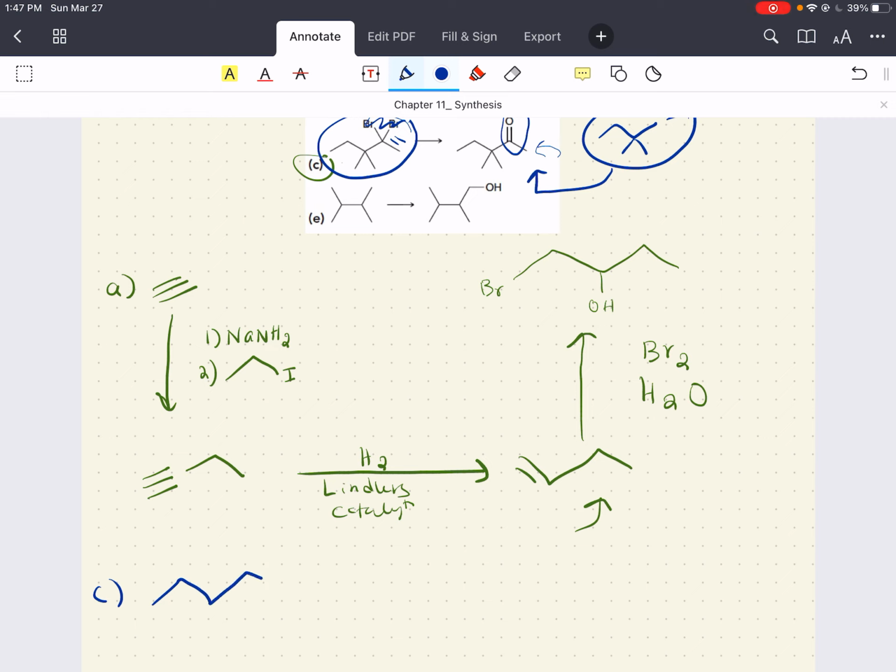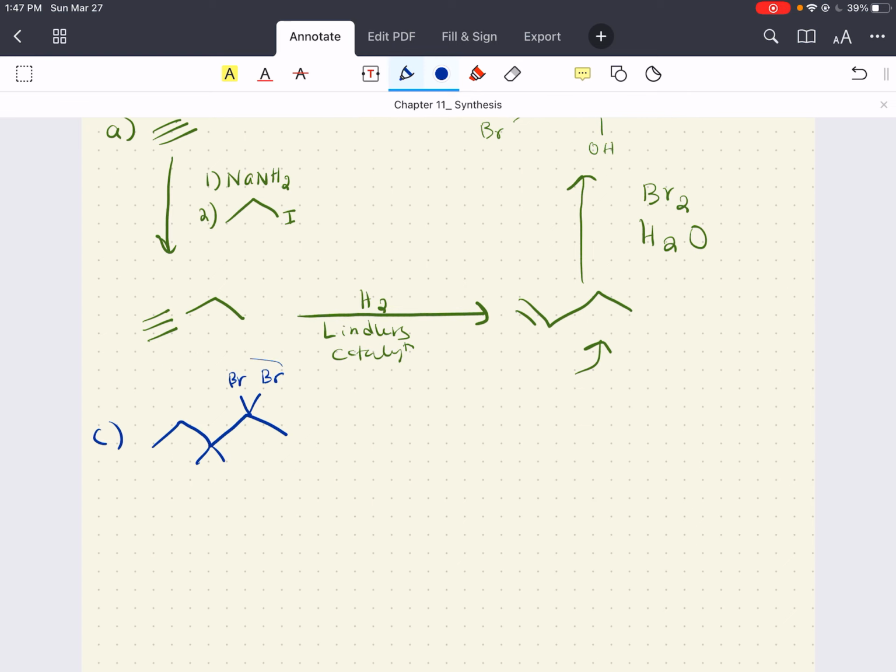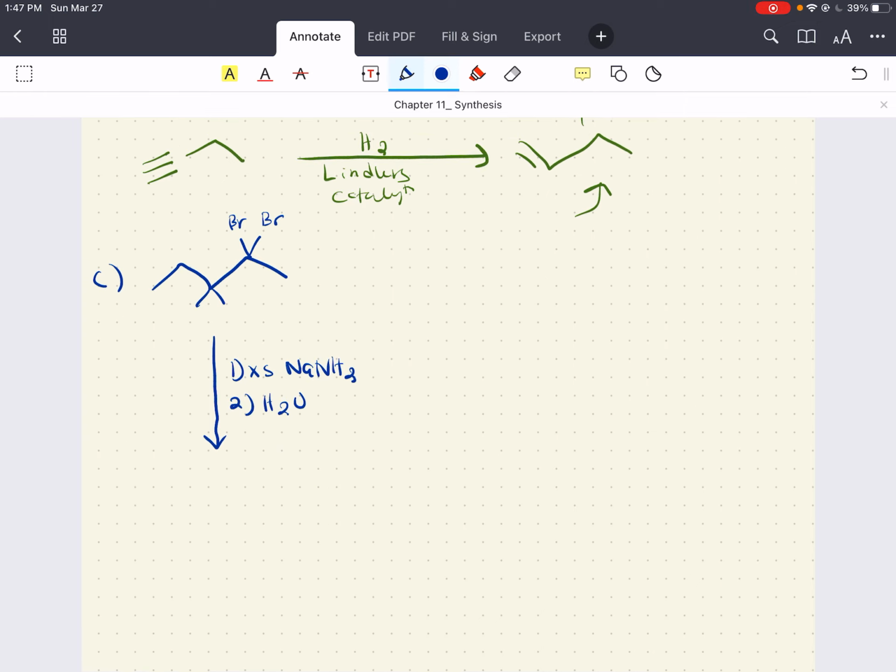We're going to start off with what we're given. Perfect, we have 2 leaving groups. That means we could take advantage of our alkene preparation methods. We just need excess NaNH2 and water. This will do those 2 elimination steps we need to get a triple bond there.